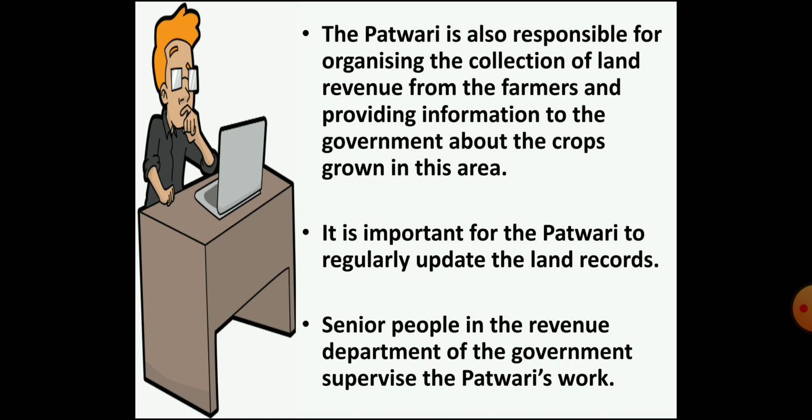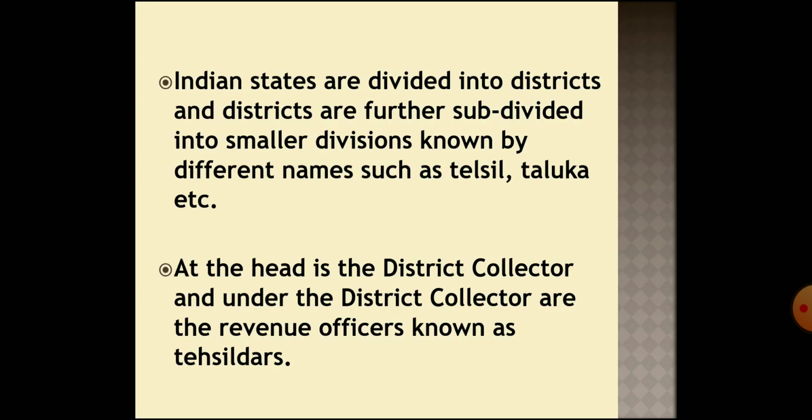It means instead of growing the same crop which they used to grow earlier, the farmers may grow some other crop, or some other farmer may dig a well somewhere. So, all these changes should be recorded by the revenue department of the government. The senior officers of the revenue department supervise the work of the Patwari. Let's understand how it is done.